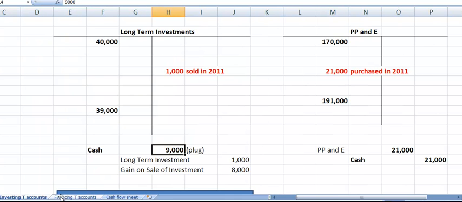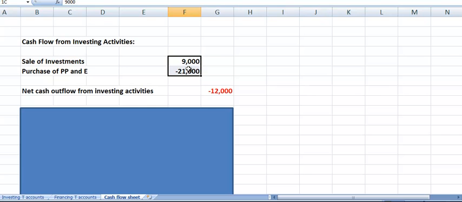If we now look at the other account that impacts cash flow, we know that we had property, plant, and equipment of $170,000. $191,000 is the ending balance in that account. So during 2011, we must have purchased $21,000 in equipment. There's no indication anywhere in the question that that was done for anything other than cash. So this must have been the journal entry that we recorded in order to record that equipment purchase, and cash went down. Therefore, these two cash flow activities give us a net impact on cash flow from investing activities, which is an outflow, as we've said here, of $12,000.